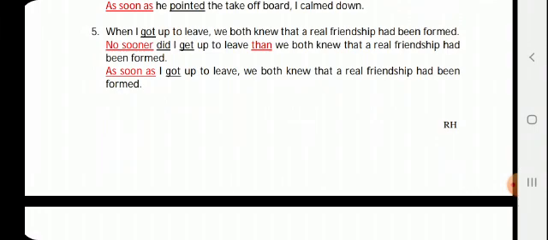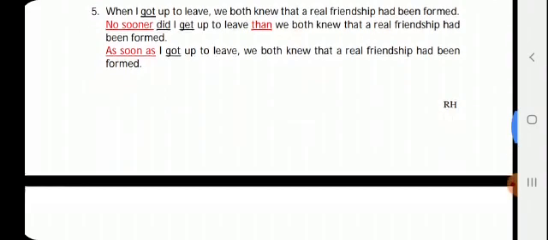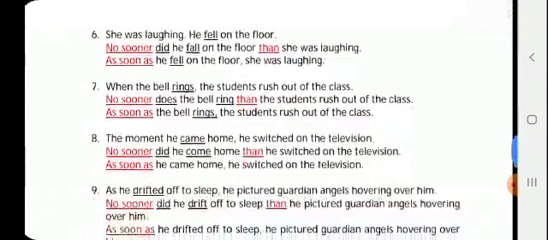Then you convert the sentence into as soon as. We've removed the word did, the auxiliary verb, and then get becomes got again: up to leave, comma, replacing then with a comma. Then the next action: so as soon as I got up to leave, comma, we both knew that a real friendship had been formed. Let's look at the next one.